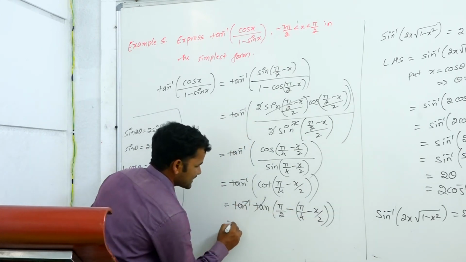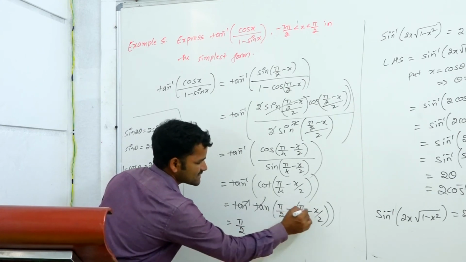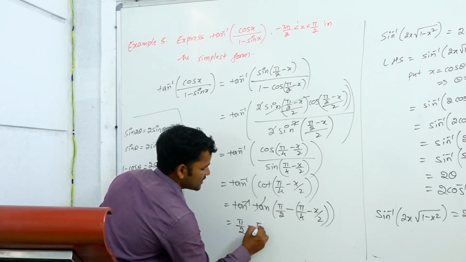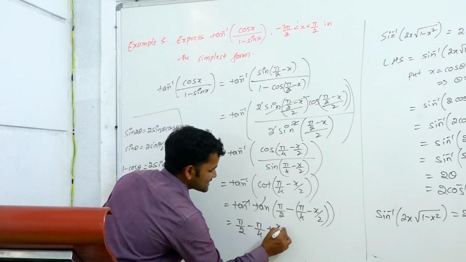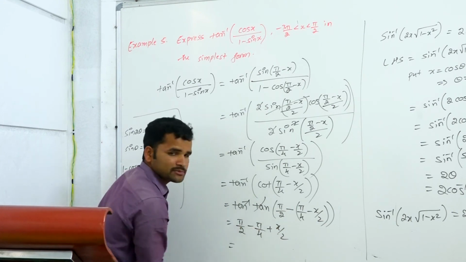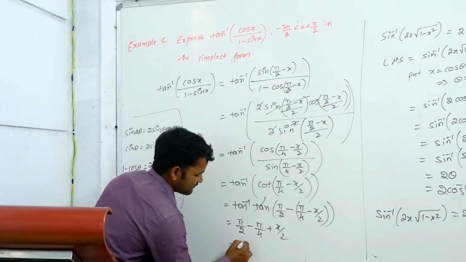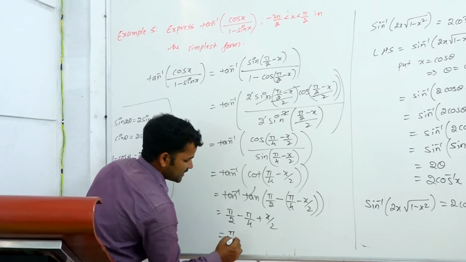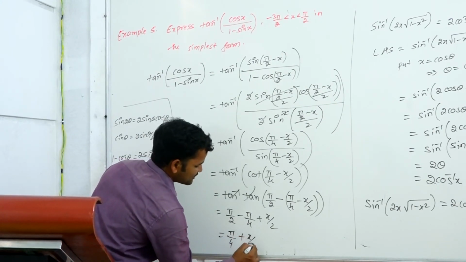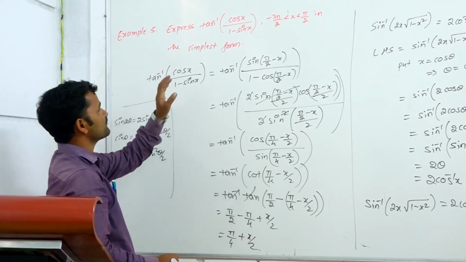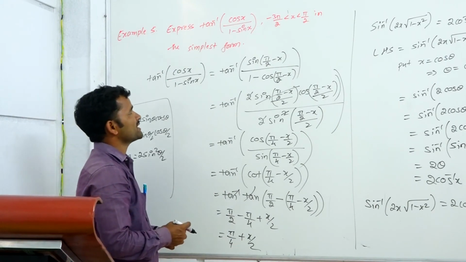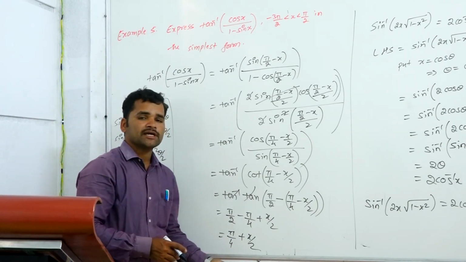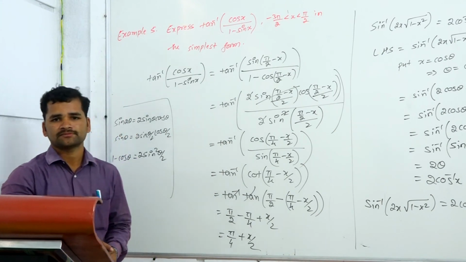Tan inverse gets cancelled. Pi by 2 minus gets multiplied to both the terms: minus pi by 4 plus x by 2. Pi by 2 minus pi by 4, 90 minus 45 is nothing but 45. Pi by 4 plus x by 2. So the simplified form of tan inverse of cos x by 1 minus sin x is nothing but pi by 4 plus x by 2. Thank you.